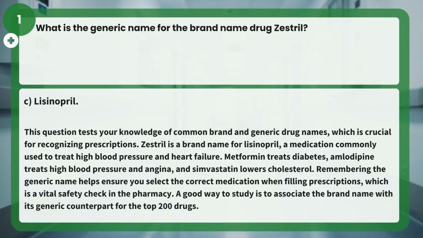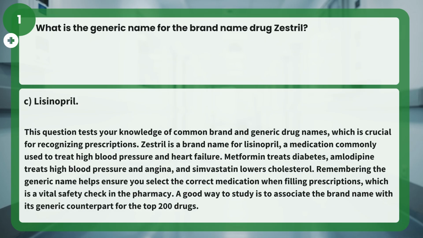Answer: C. Lisinopril. This question tests your knowledge of common brand and generic drug names, which is crucial for recognizing prescriptions. Sterile is a brand name for lisinopril, a medication commonly used to treat high blood pressure and heart failure. Metformin treats diabetes, amlodipine treats high blood pressure and angina, and simvastatin lowers cholesterol.